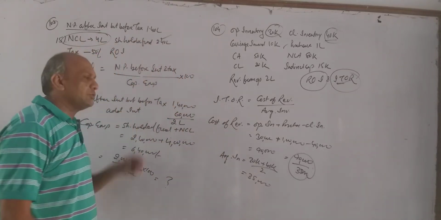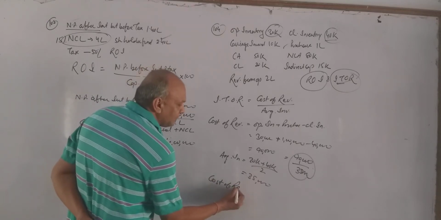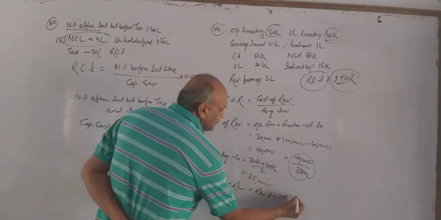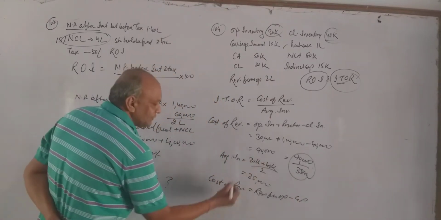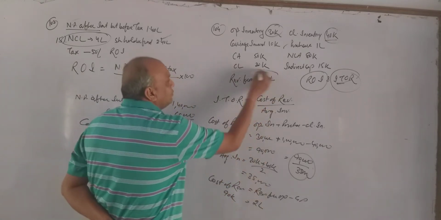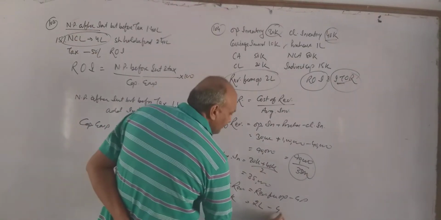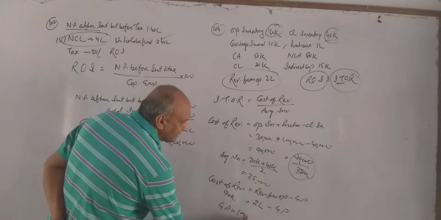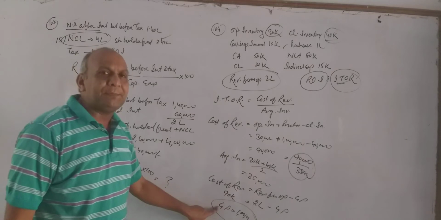Now with the help of cost of revenue, let us try to find net profit for our return on investment. As we know, one more formula is given: cost of revenue is revenue from operation minus GP. Cost of revenue we just calculated, 90,000. Revenue from operation is given 2 lakh. Revenue from operation 2 lakh minus GP. We would be able to calculate GP. It comes 1,10,000. Now GP has come.